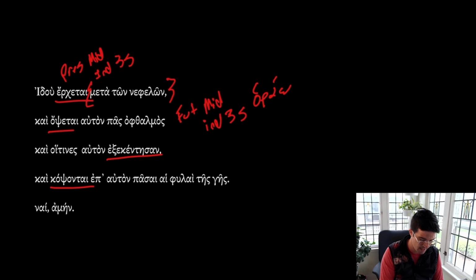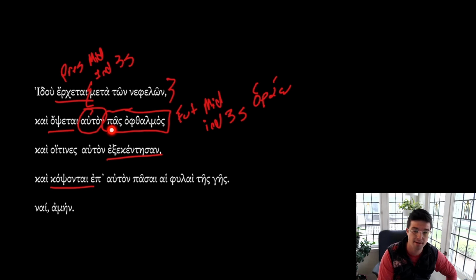And what they will see is auton. We have our personal pronoun in the accusative case here, which is referring back to Jesus. So he, she, or it will see him. And then after the object, here is where we actually have the subject of the sentence.